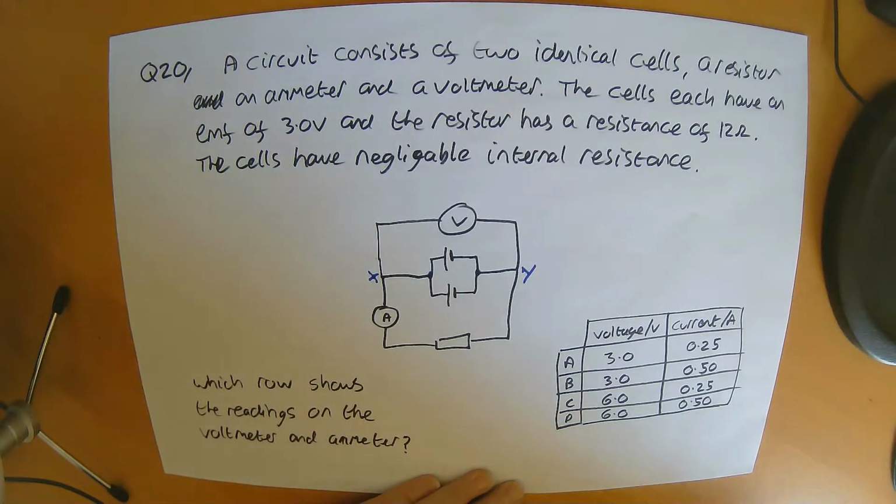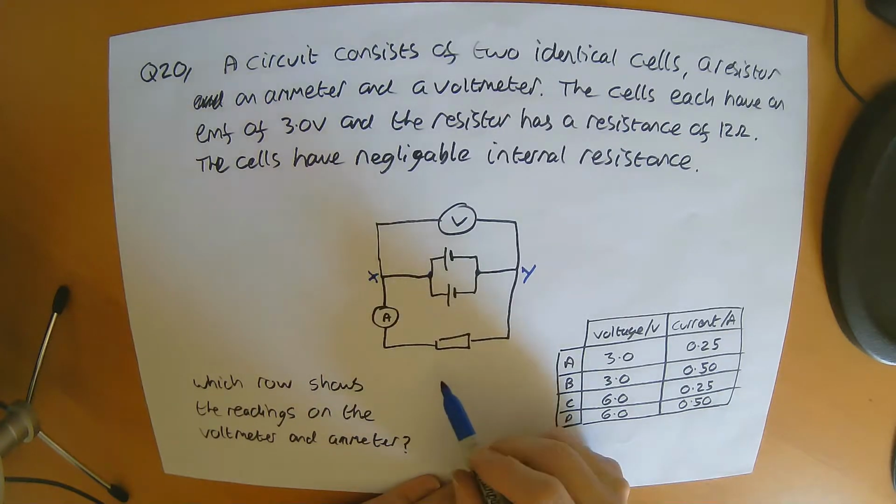If you put two cells in parallel with each other, then the charges can only pass through one cell or the other, and so the potential difference between these 2 points that I've labelled X and Y is only due to one cell or the other. And since each cell has an EMF of 3 volts and no significant internal resistance, then the potential difference between X and Y is going to be 3 volts. So the answer is either A or B.